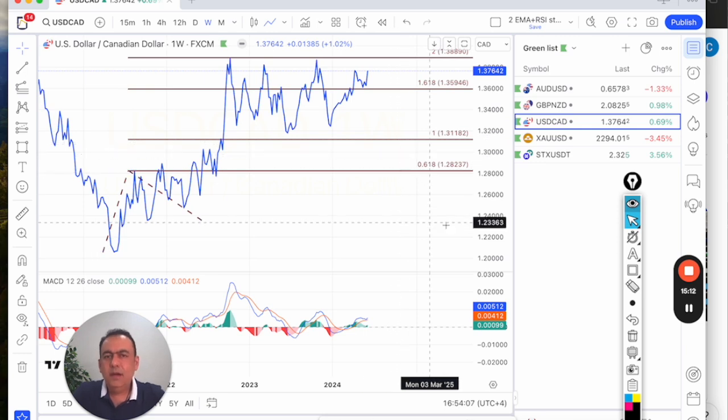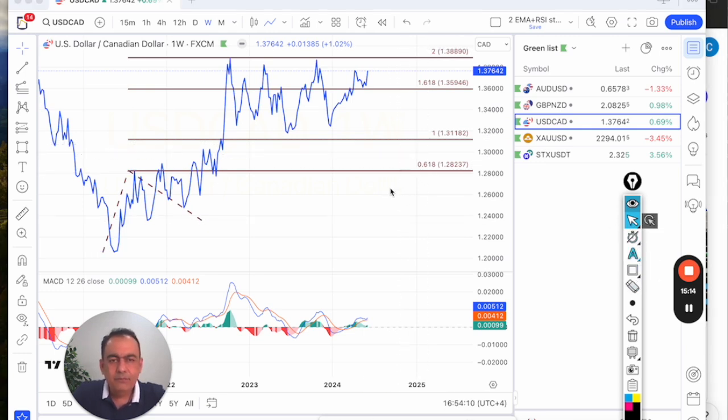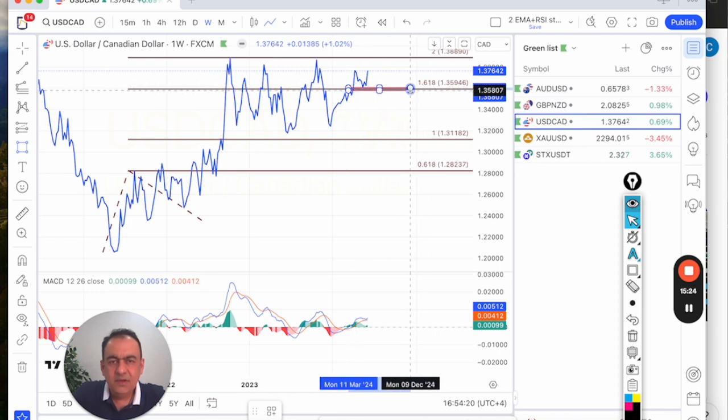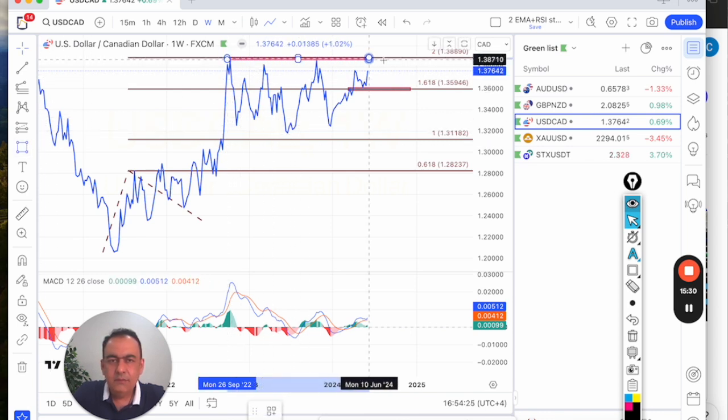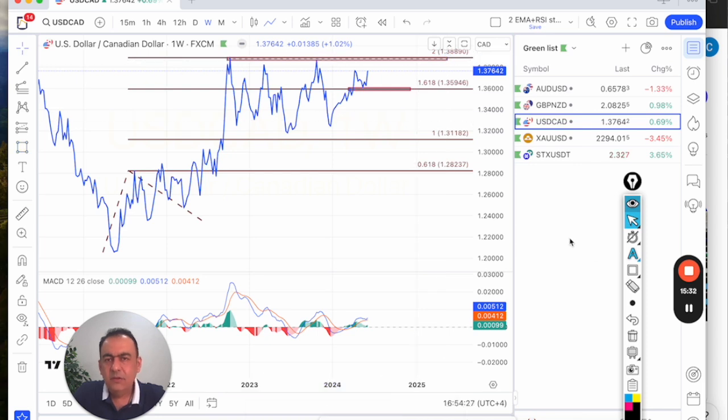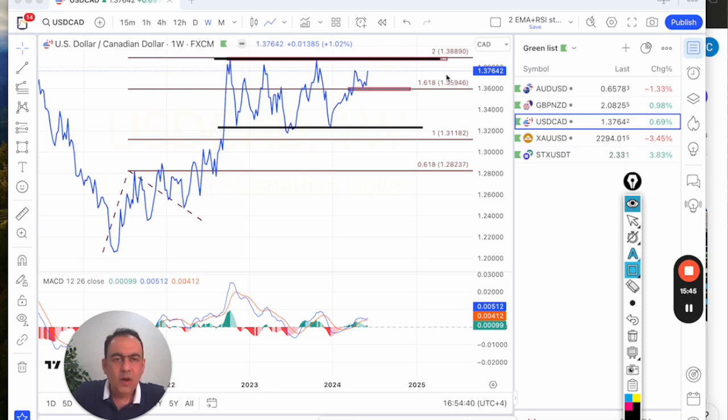So right now on the weekly time frame, USDCAD has taken support at Fibonacci extension 1.618. So this is the major support level, and the next major resistance is here at the top of the range. So I was talking about this sideways range on the weekly chart. So USDCAD is progressing fast towards the top of the range, the sideways range. So 1.3889 is going to be our first target.